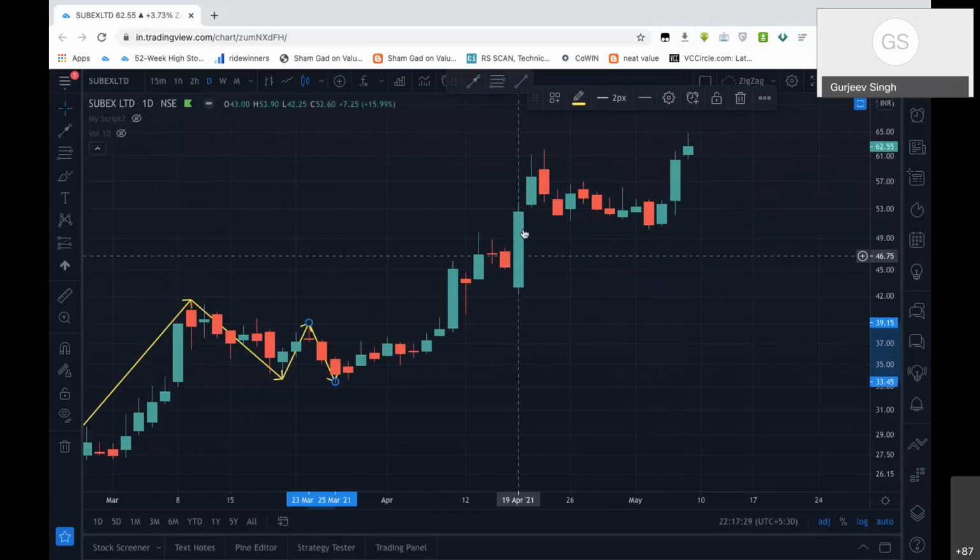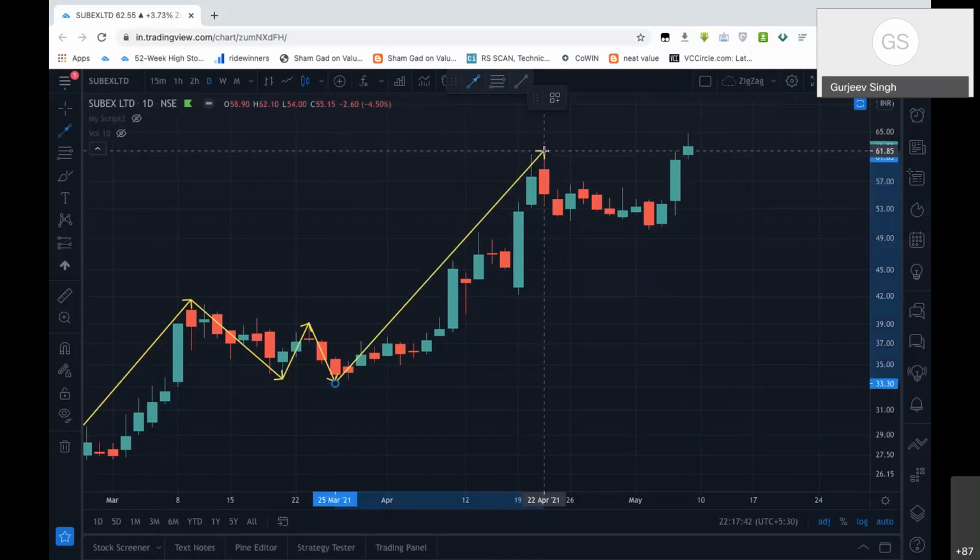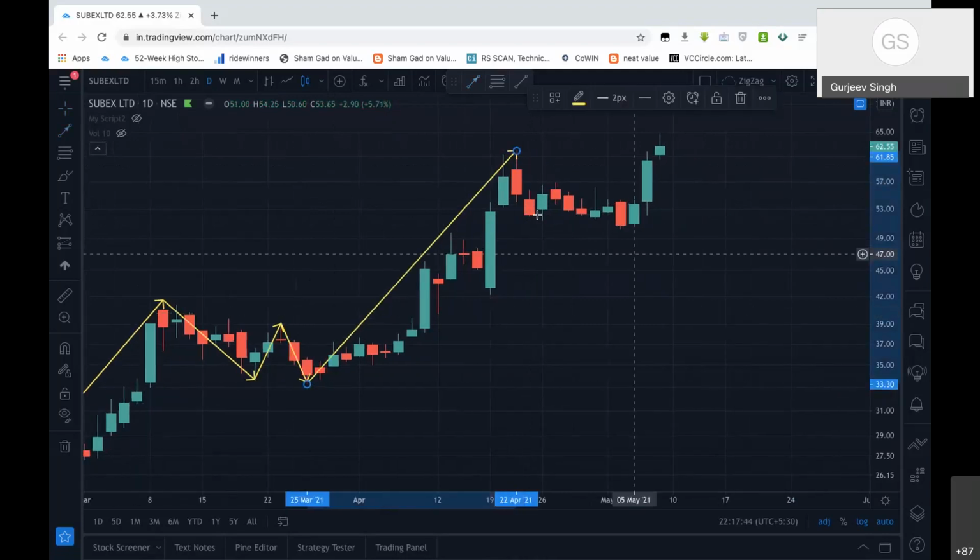Let's check. 1, 2, 3, 4. This also went below this. 5. This is a valid point. Okay. Now find the low over here. 17th March. 17th March. I have not taken it. Somebody wrote 17 March.